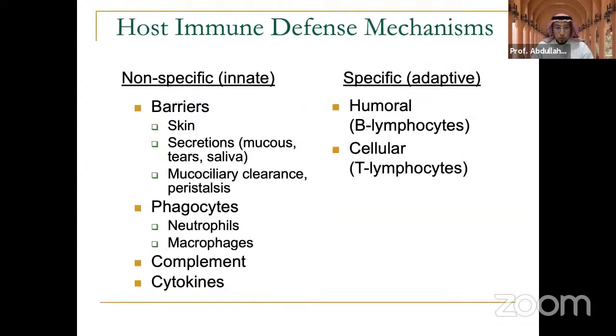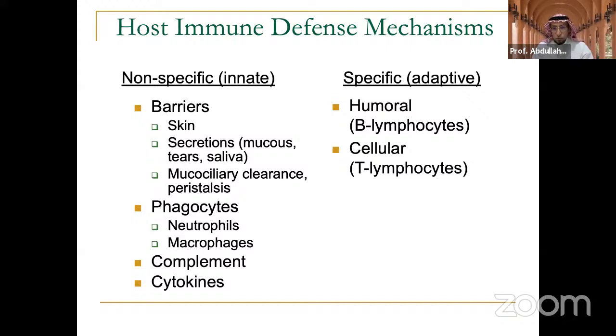So first of all, let me give a very quick introduction about the major divisions of the immune system. To start with, the immune system is divided, just for simplicity of explanation, into innate and adaptive. By innate, we mean non-specific immune response that includes barriers like the skin, secretions, mucociliary clearance, phagocytes like neutrophils, macrophages, complement, and cytokines. The cells involved in the innate system would not differentiate between specific molecules or antigens.